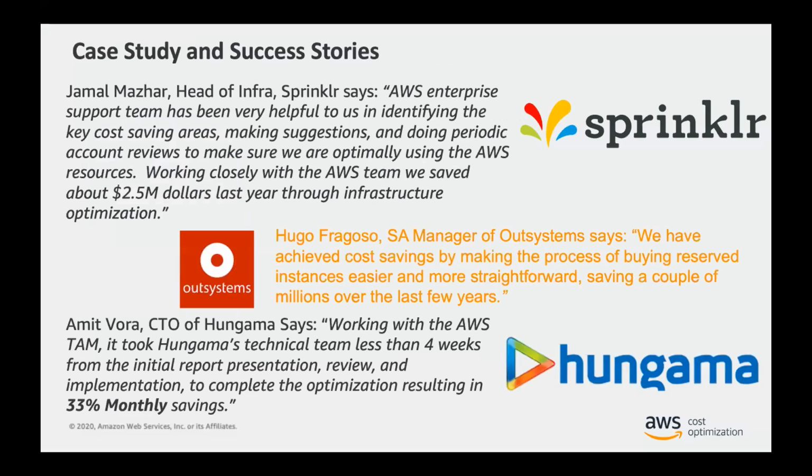These are some of the case studies and success stories that we've seen. Sprinkler was able to save 2.5 million after optimizing their infrastructure. OutSystems was able to save through reserved instance purchases. And Hangama was able to save more than 33% month over month by optimizing their spend. We hope that with the lessons you learn from this workshop, you will be able to share your story with others.